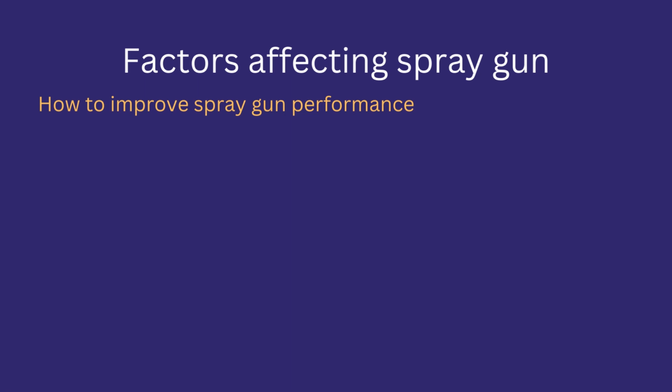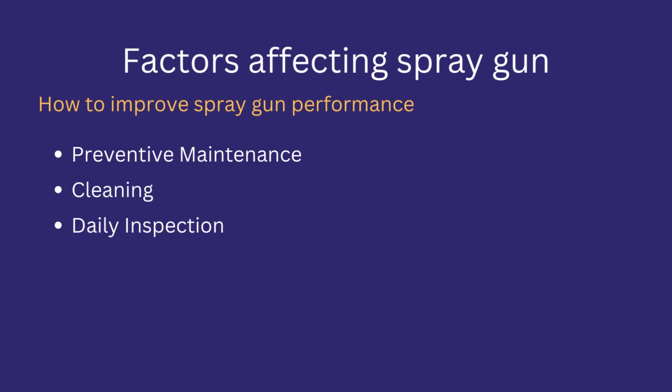How to improve spray gun performance. Some measures that are helpful in improving the spray gun performance include regular preventive maintenance after a fixed frequency, proper cleaning after the completion of each batch, daily inspection of the spray gun, and verifying its satisfactory condition during both working and off working time.